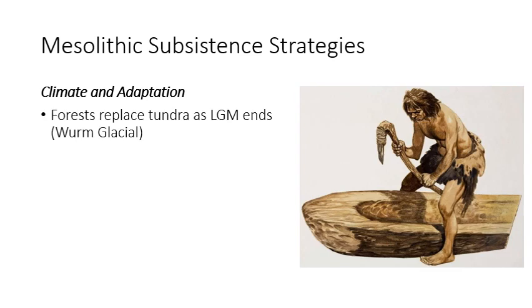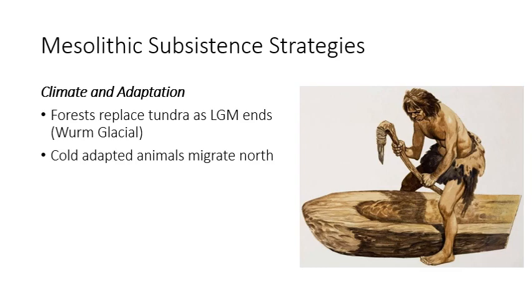So the Mesolithic, what we begin to see is forests, they start to replace the tundra as that last glacial maximum ends. Around Europe, we refer to it as the Würm Glacial. So we're seeing a lot of changes taking place. The forests that we're familiar with today, they're beginning to emerge.